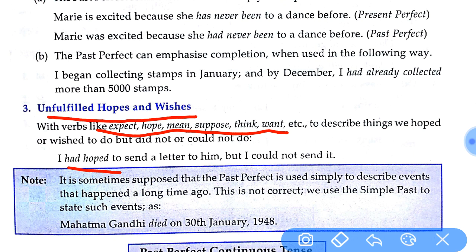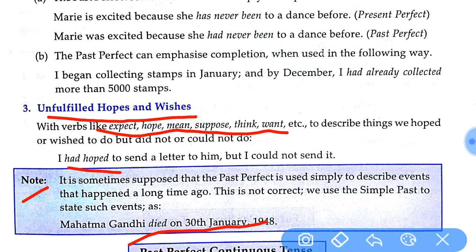So here we have a note. It is sometimes supposed that the past perfect is used simply to describe events that happened a long time ago. This is not correct. We use the simple past to state such events. Mahatma Gandhi died on 30th January 1948. So we keep that in mind.